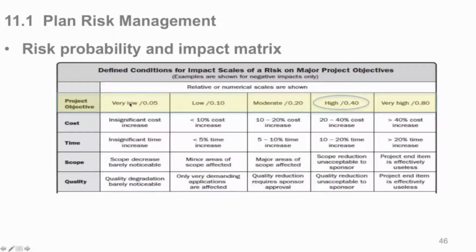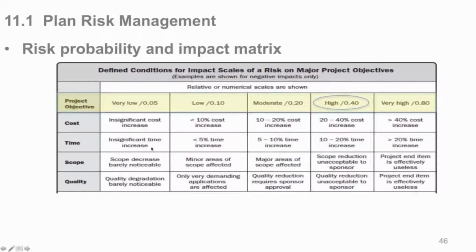What you're going to do is have a range from very low to very high, and then put a probability with it, like 5%, 10%, 20%, 40%, 80%. And within the grid down here, you put what the impact is at this level of probability. So if it's very low, 5% cost, and the risk happens, you say, well, it's an insignificant cost increase. It happened, okay. But if it's very high, you may expect more than a 40% cost increase in that item that is impacted by that threat should it materialize. Likewise with time, scope, and quality.